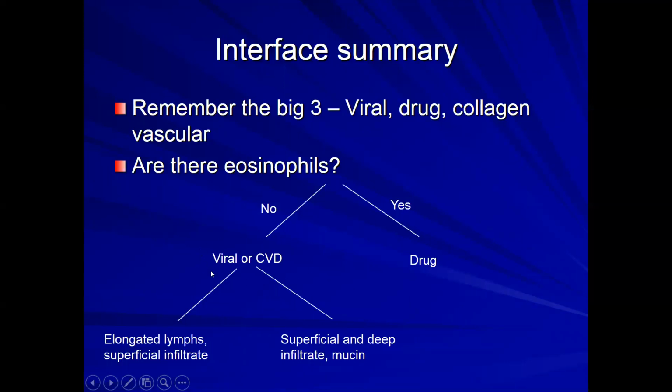But viral, collagen vascular, you have to think through. If you have elongated lymphs and just a superficial infiltrate, you might think of viral. Superficial and deep with mucin, you might think of collagen vascular disease. Or often you'll just get a rank order differential.